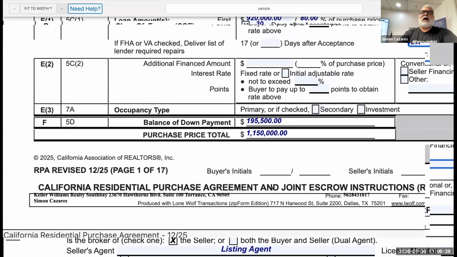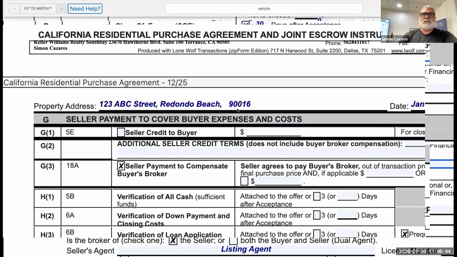Section E3 goes into occupancy type, what type of property. It's already defaulted as their primary. If this is not going to be their primary, then you need to check if it's a secondary home or an investment property. Simple. Questions? All right, let's continue to page 2.